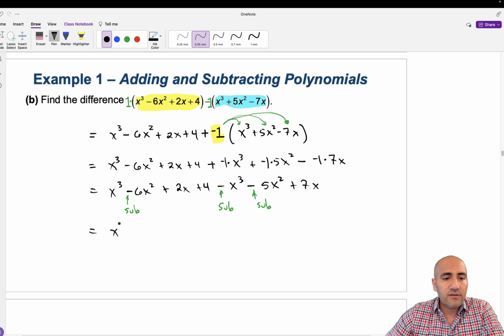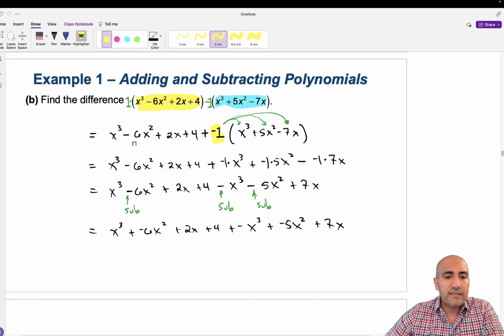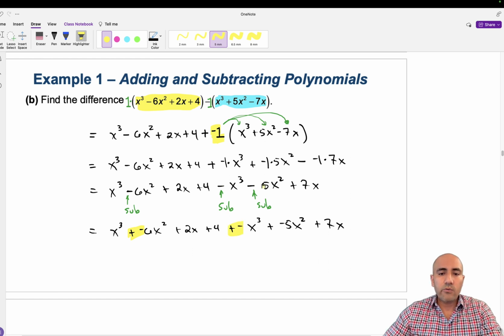This becomes x to the third power plus negative 6x squared plus 2x plus 4 plus negative x cubed plus negative 5x squared plus 7x. Right, so all I've done is I rewrote the subtraction as an addition of a negative number. I rewrote this subtraction as an addition of a negative number. And I rewrote this subtraction as, again, an addition of a negative number. Good. So now we just have all addition everywhere.